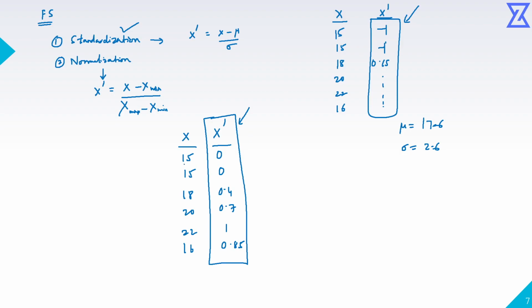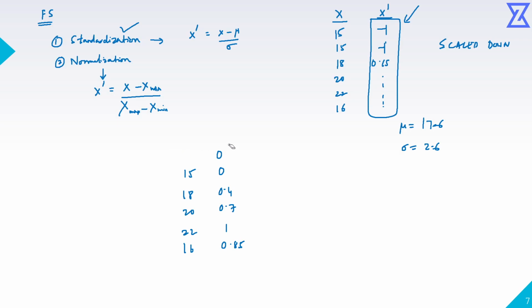You can see that the values are scaled down. But why do we need standardization and normalization? That is the most important thing, right? So we will try to understand that. So I will just erase everything.